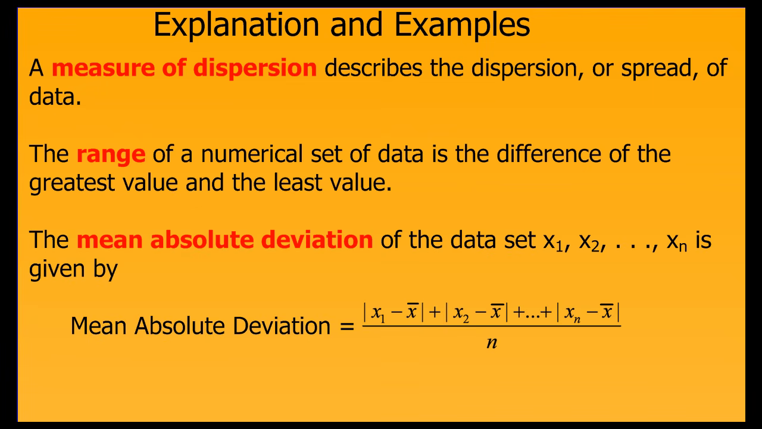Then the mean absolute deviation of the data set x sub 1, x sub 2, out to x sub n is given by the absolute value of x sub 1 minus x bar, remember that x bar is the mean, plus the absolute value of x sub 2 minus x bar, and continues out to the absolute value of x sub n minus x bar, all divided by n. In other words, take each value in the data set, find the absolute difference between it and the mean, then add all those up and divide by the number of data values.